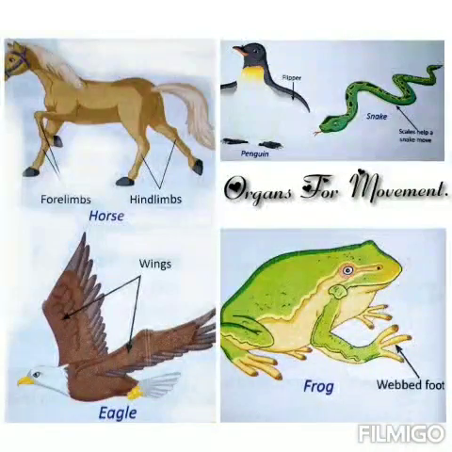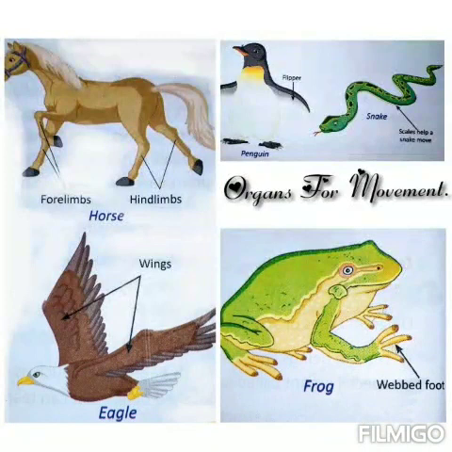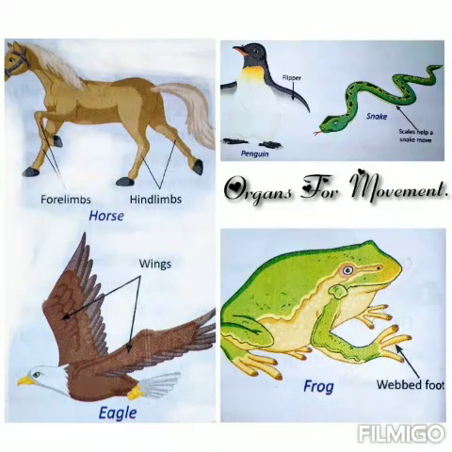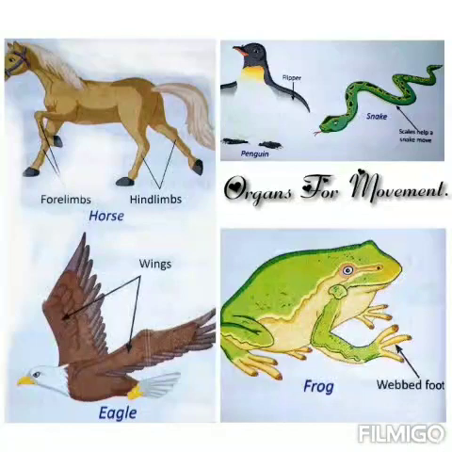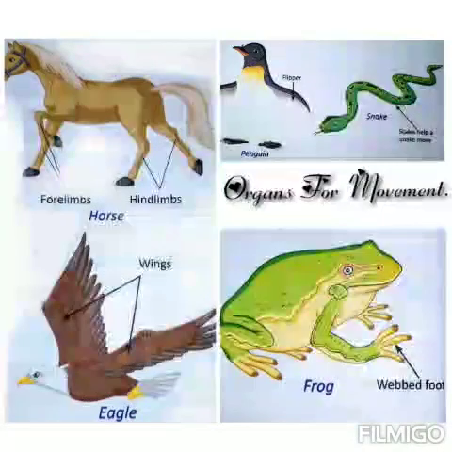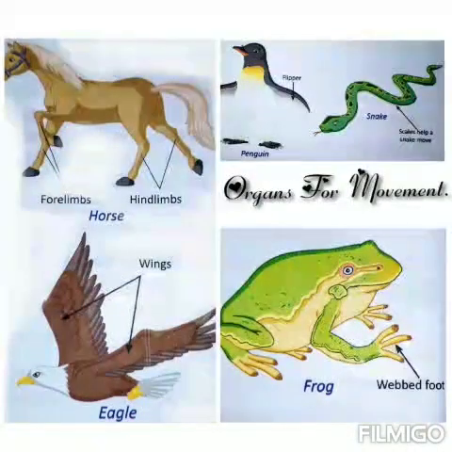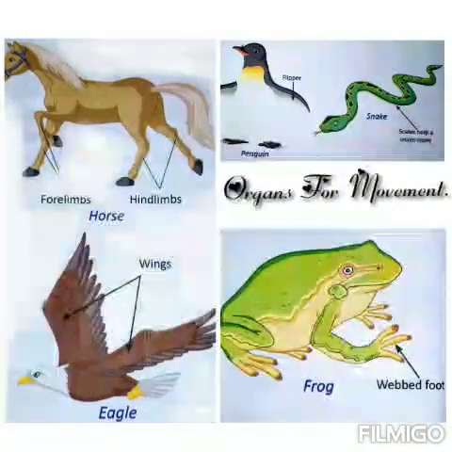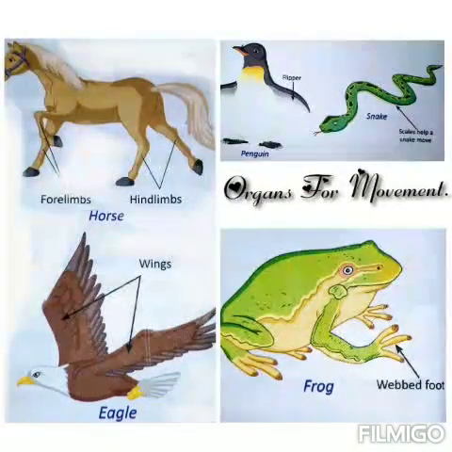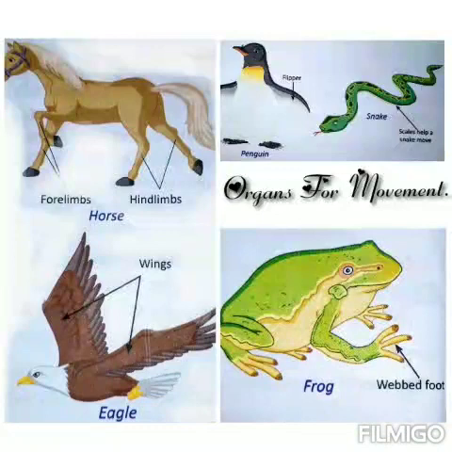Next, snakes do not have limbs. Limbs means legs. Snakes do not have legs. They move with the help of scales present on the underside of their body.